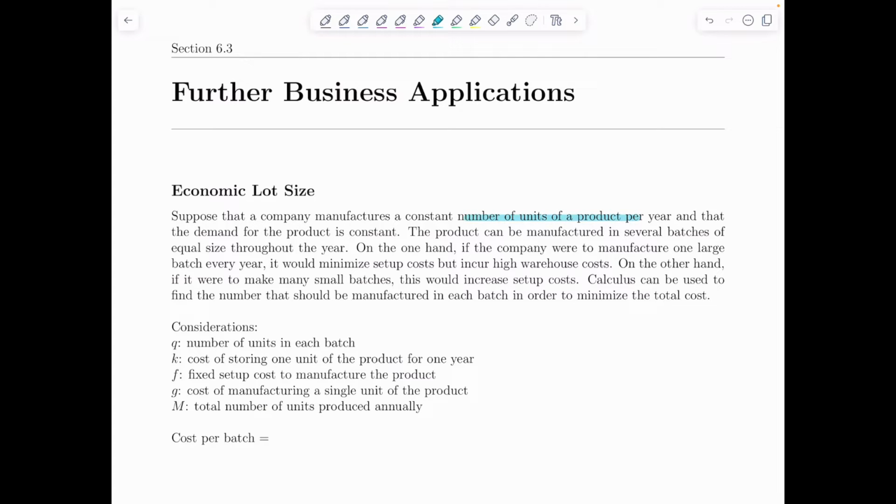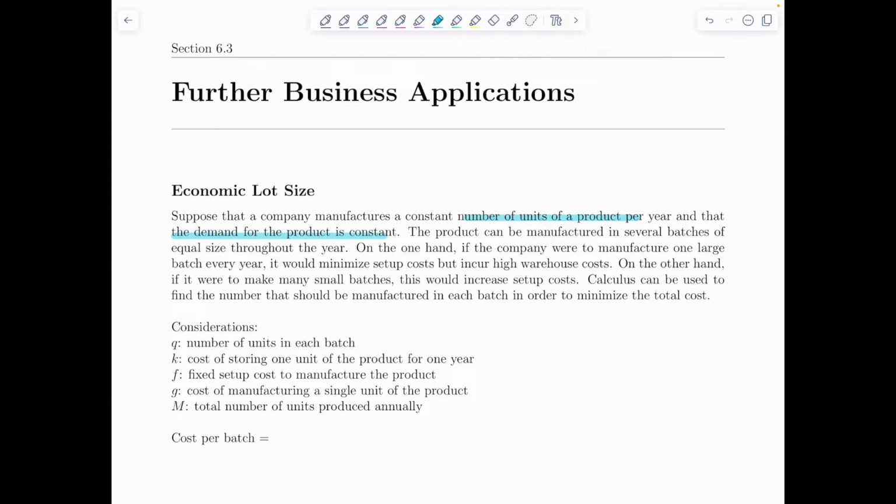You're making the exact same quantity of some product every year. The product can be manufactured in several batches of equal size throughout the year. So how do we want to go about producing it? Well, on one hand, if the company were to manufacture just one large batch every year, that would minimize setup costs but incur higher warehouse costs. On the other hand, if the company were to make a bunch of small batches, then that would increase setup costs. So where's the happy medium? How do we know how many batches and how often to make them? What size should the batches be?